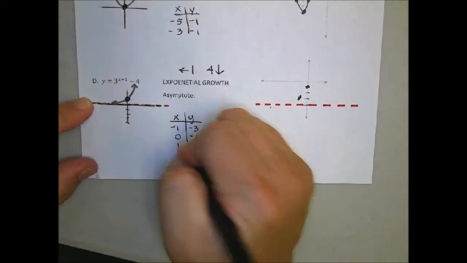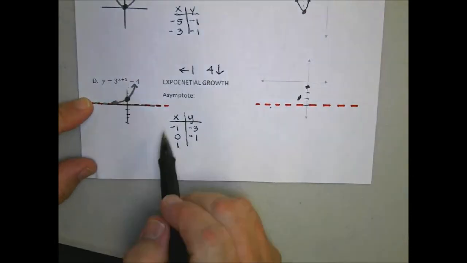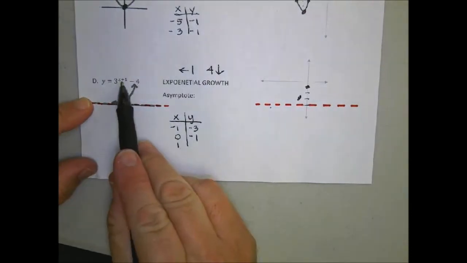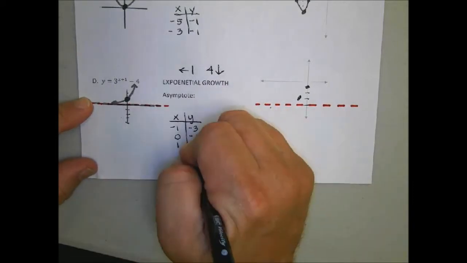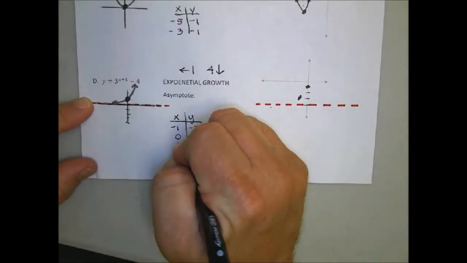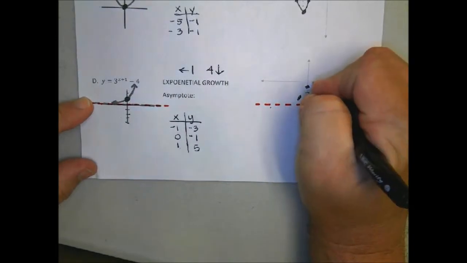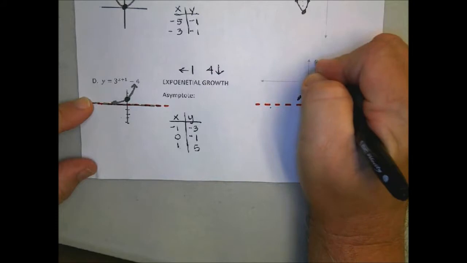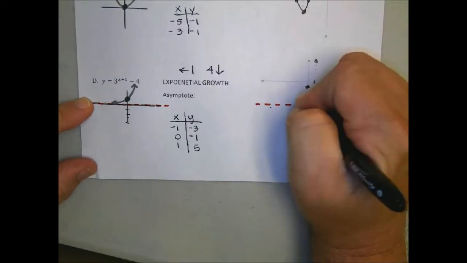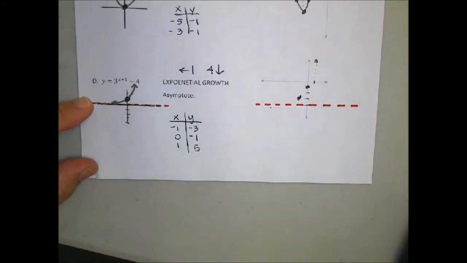And even if you want to go a third point, plug in x equals 1. 1 plus 1 is 2. 3 squared is 9. 9 minus 4 is 5. So 1, 5 would be another point. 1, 1, 2, 3, 4, 5, somewhere about up right here.